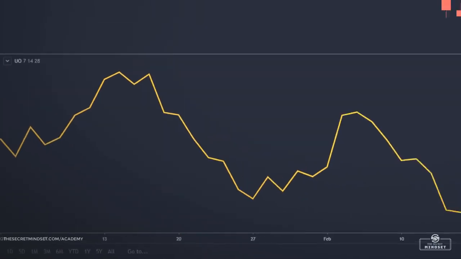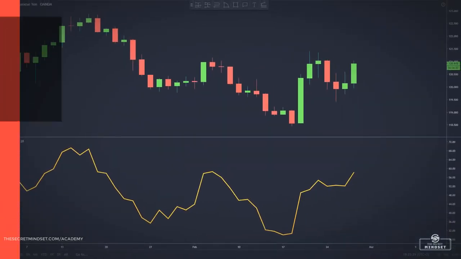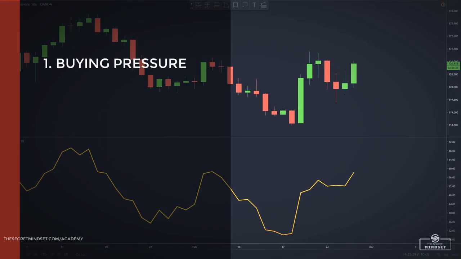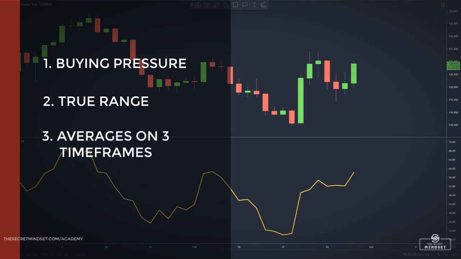First, the oscillator calculates buying pressure to determine the overall direction of price action. Second, it measures buying pressure relative to the true range. This tells us the true magnitude of a gain or loss. Third, it creates averages based on the 3 timeframes involved. And fourth, it creates a weighted average of the 3 averages.